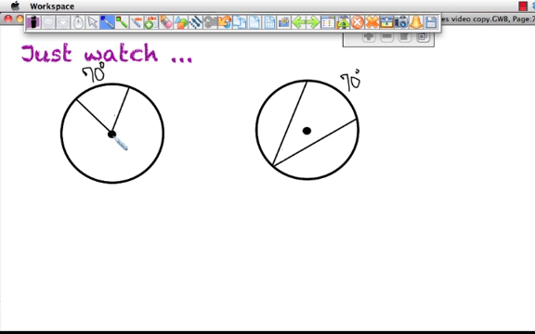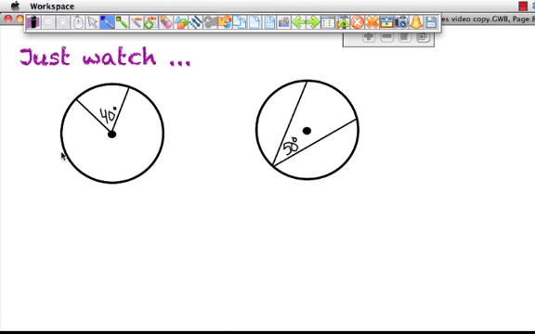Since this angle is right on the center, your rule is that the angle equals the arc, so this is 70 degrees as well. But this one's on the circle. When the angle is on the circle, the rule is that the angle is half of the arc. So take your arc, 70 degrees, divide by 2, take half, and you get 35 degrees. And don't forget, if I'm going too fast, you can pause, you can go back, and you can watch it again.